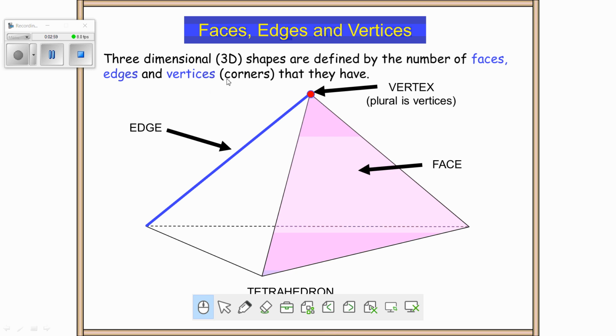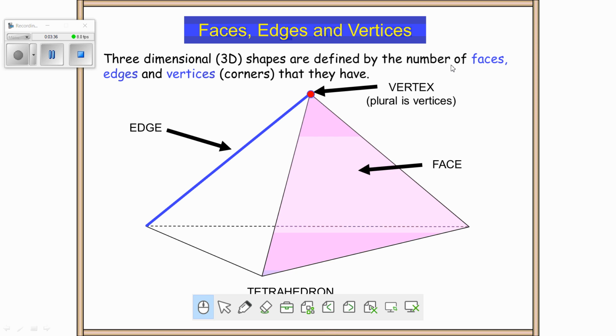and now I want to know what you mean by vertex. Vertex is the point where two, three, or more edges meet. So the point where two or three or more edges meet, we call it a vertex. One vertex, many vertices. So the plural of vertex is vertices.